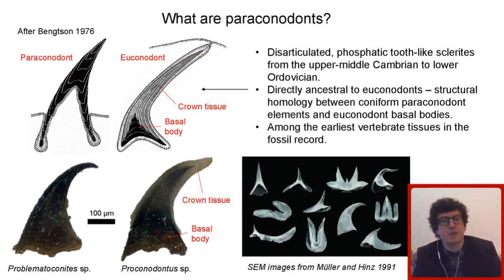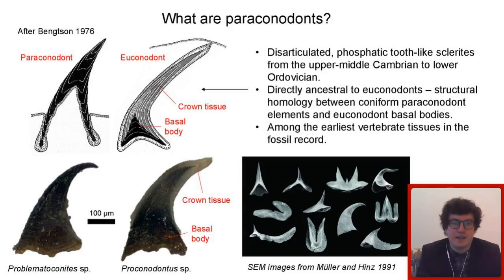So the group that I focus on in particular are known as paraconodonts, and these are disarticulated phosphatic sclerites that are found from upper middle Cambrian to lower Ordovician strata, and they cover a whole wide range of forms and shapes, as you can see from the SEMs at the bottom of the slide.